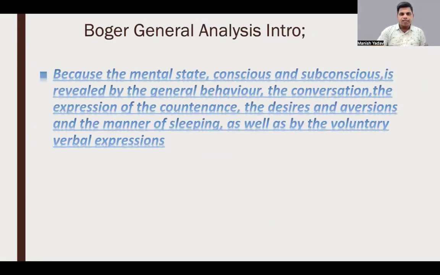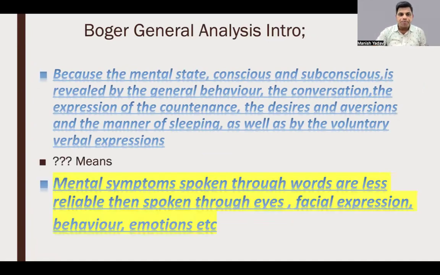Boger says in that general analysis, because the mental state, the conscious and subconscious, is revealed by general behavior, the conversation, the expression of countenance, the desires and aversions, the manner of sleeping, as well as by the voluntary verbal expression. What does that mean? It means mental symptoms spoken through words are less reliable than those spoken through eyes, facial expression, behavior, and emotions. So the mental symptoms come from the conscious and subconscious mind.